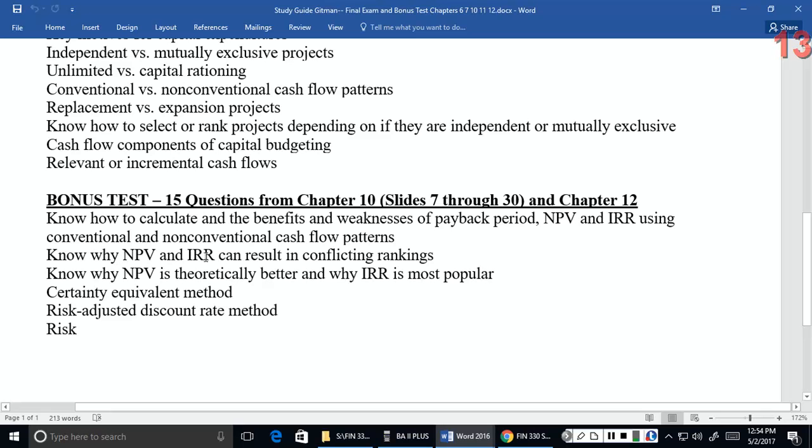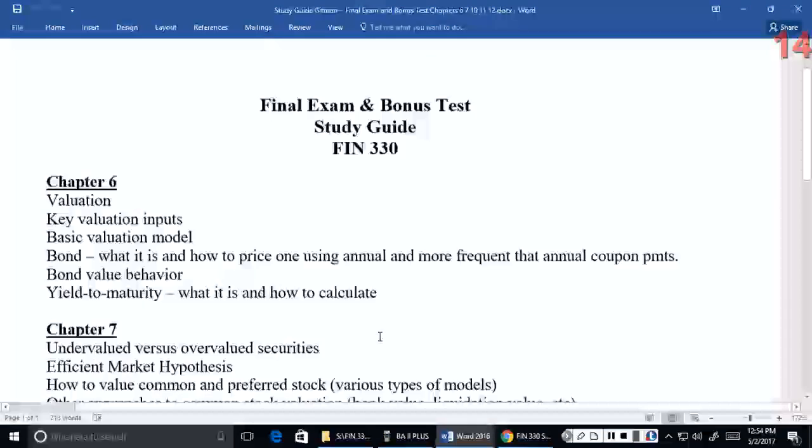Know why net present value and internal rate of return can result in conflicting rankings. We talked about that the last time we met. Know why net present value is theoretically better and why internal rate of return is the most popular. And we discussed that also the last time. And what is the certainty equivalent method? What is the risk-adjusted discount rate method? And what is the definition of a risk? These are all from chapter 12, these last 3 items here. Okay? But other than that, that is it.